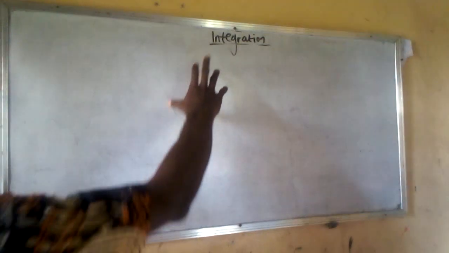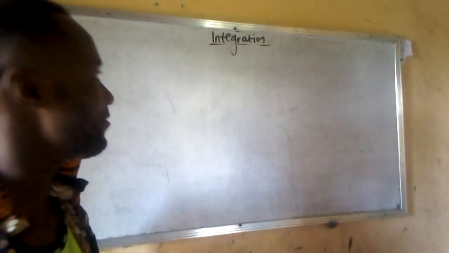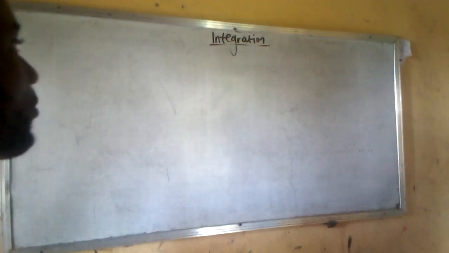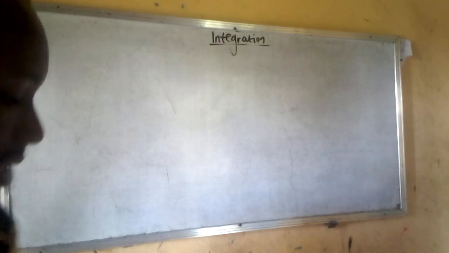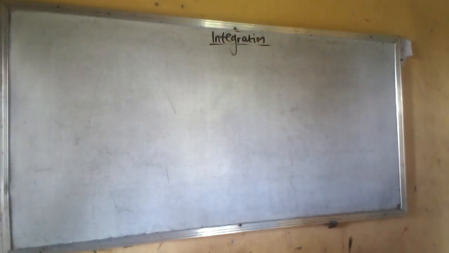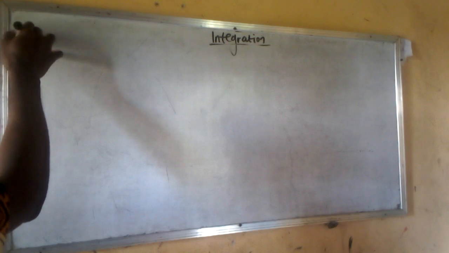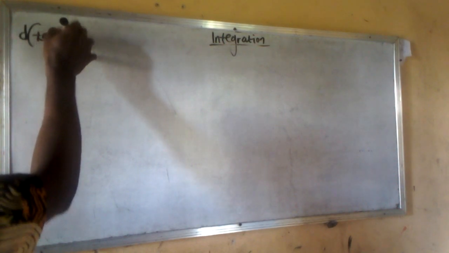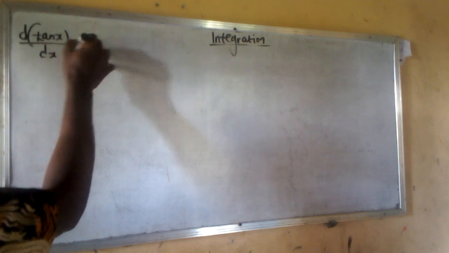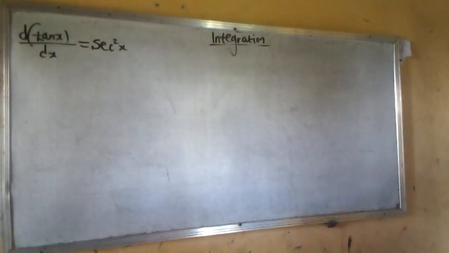What we mean by integral is that we can also call integral the antiderivative, in the sense that when we differentiate, we can also integrate the answer at the end of our differentiation to return back to the question. For example, we know that the derivative of tan x with respect to x is equal to sec squared x. You understand? So that is it.